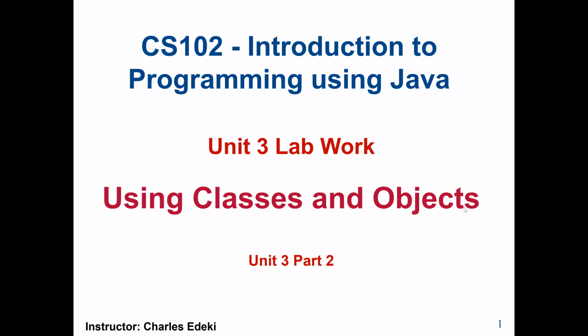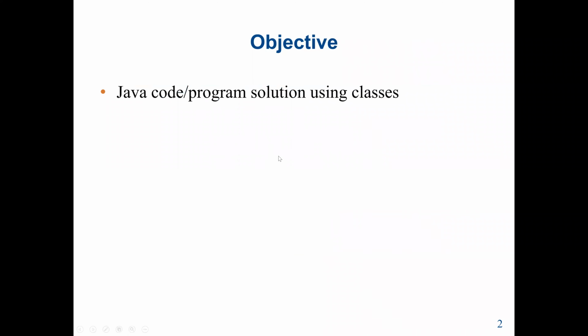Again, welcome back to CS 102, Introduction to Programming Using Java. This is Unit 3 lab work, which covers Chapter 3 of our course textbook. Our main objective is to use Java built-in classes to solve two problems.